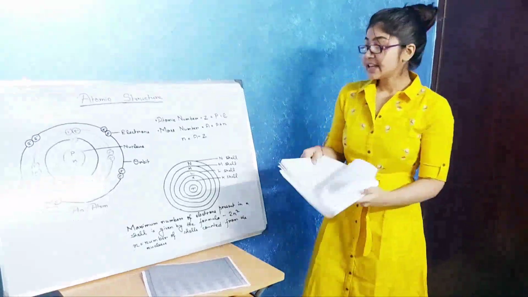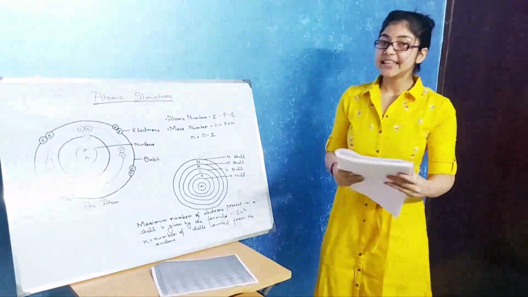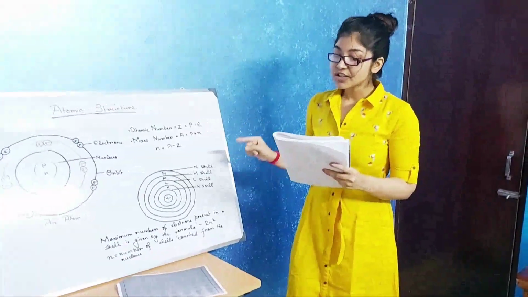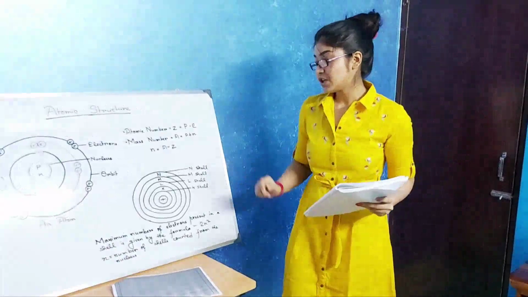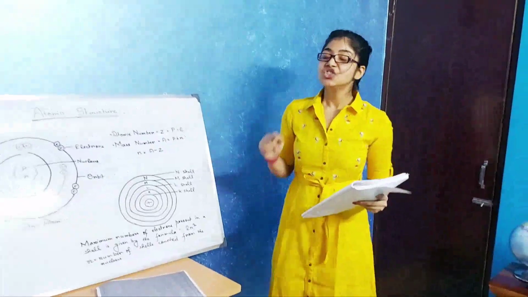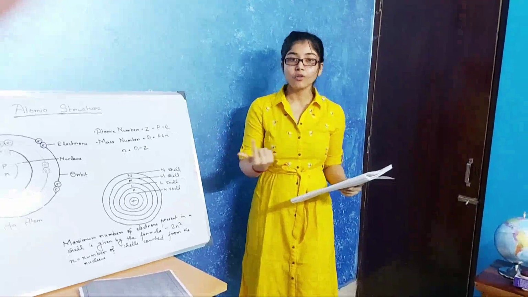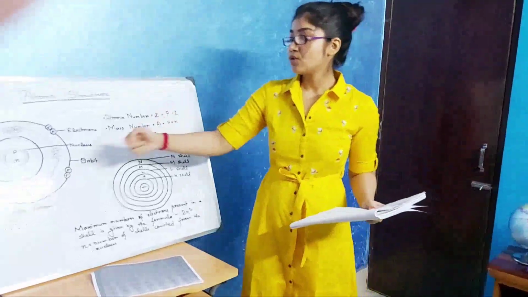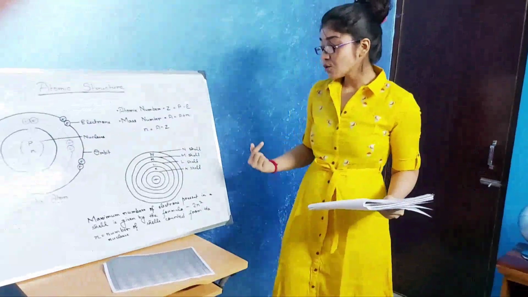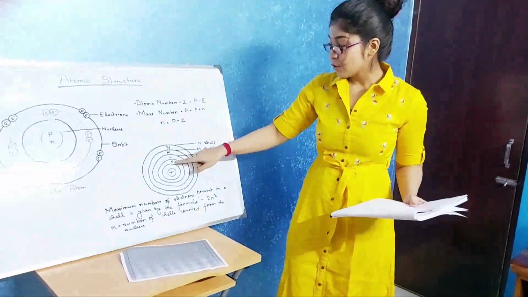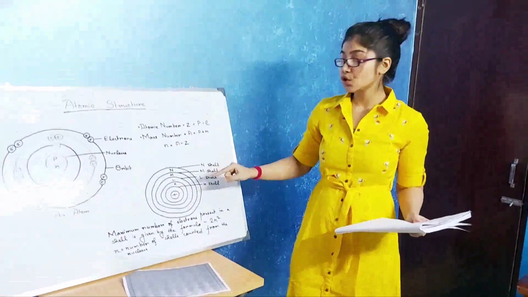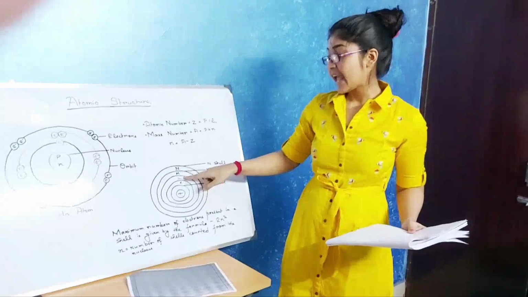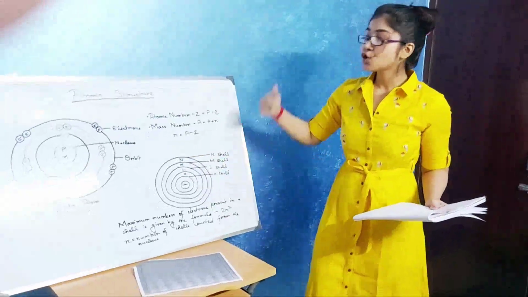Now, let us understand how these electrons revolve around the nucleus. The electrons revolve around the nucleus in definite orbits or shells, just like the planets revolve around the sun. Similarly, the electrons also revolve around the nucleus. And how do these electrons revolve? They revolve in certain definite paths, also known as shells or orbits. As you can see, K, L, M, N and so on.